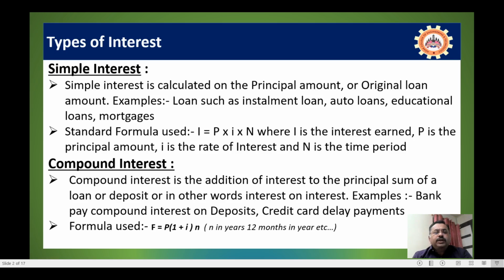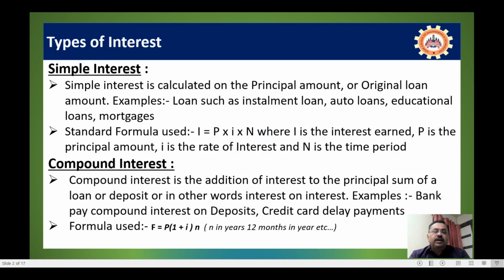Compound interest is the addition of interest to the principal sum of a loan or deposit, or in other words, interest on interest is called compound interest. Examples are when banks give interest for your deposits kept in the bank, which is compound interest, or delayed credit card payments, which will be calculated with compound interest.